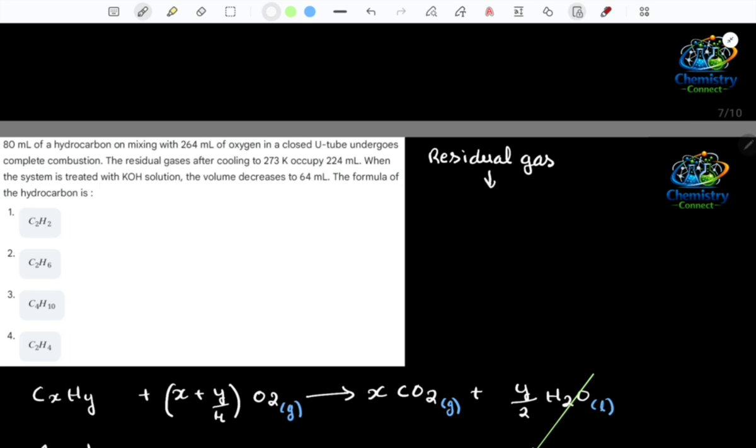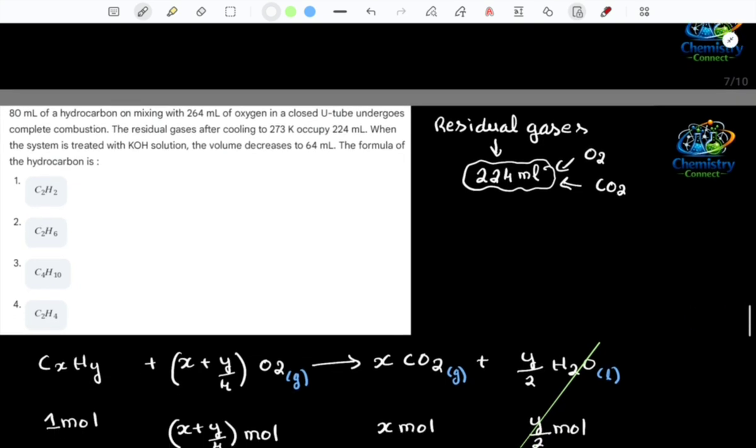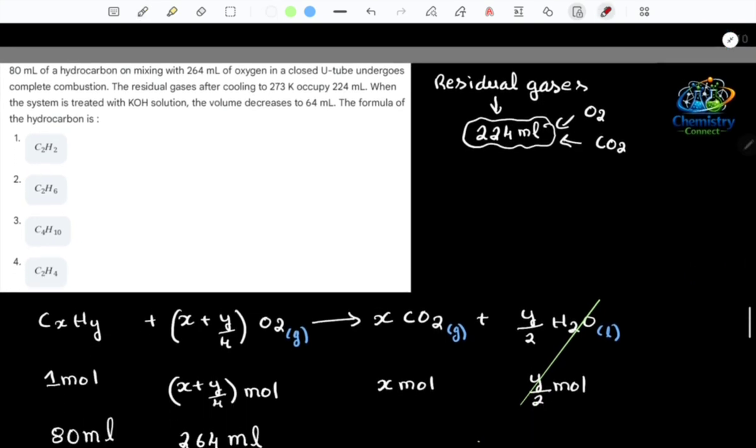So how many ml here? That is 224 ml. This contains oxygen gas also, and it contains carbon dioxide gas also. So oxygen is also a gas, and carbon dioxide is also a gas. Now how much carbon dioxide is there, how much oxygen is there, we need to check. Again, further we'll continue with the question.